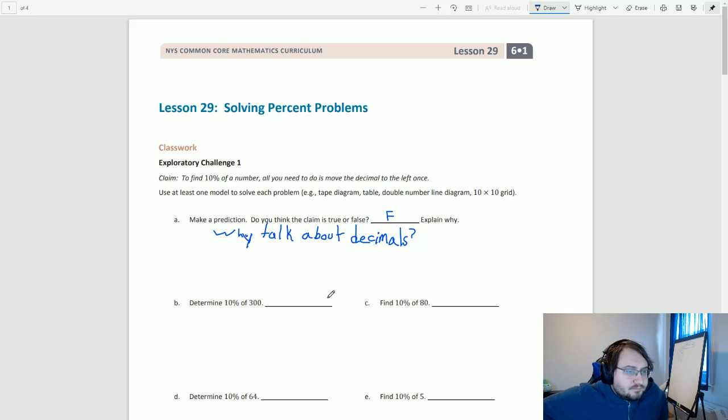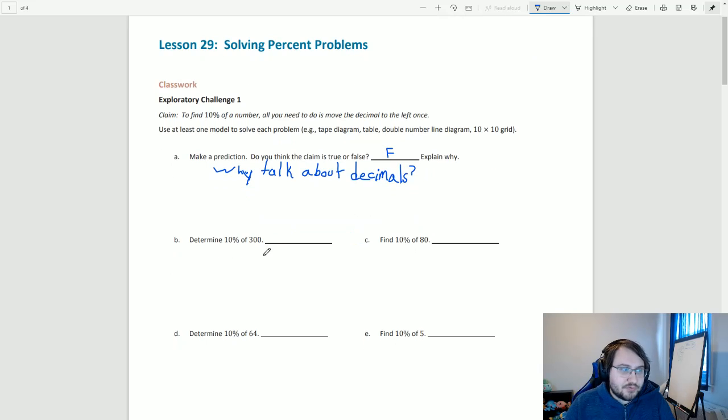Well, let's test it. I don't think it's true, but somebody's claiming it's true, so we might as well test it. For B, it's asking us to determine 10% of 300. If that were true, all I'd have to do is take this decimal point and move it here. So if that's true, I should get an answer of 30. Let's see if it's true.